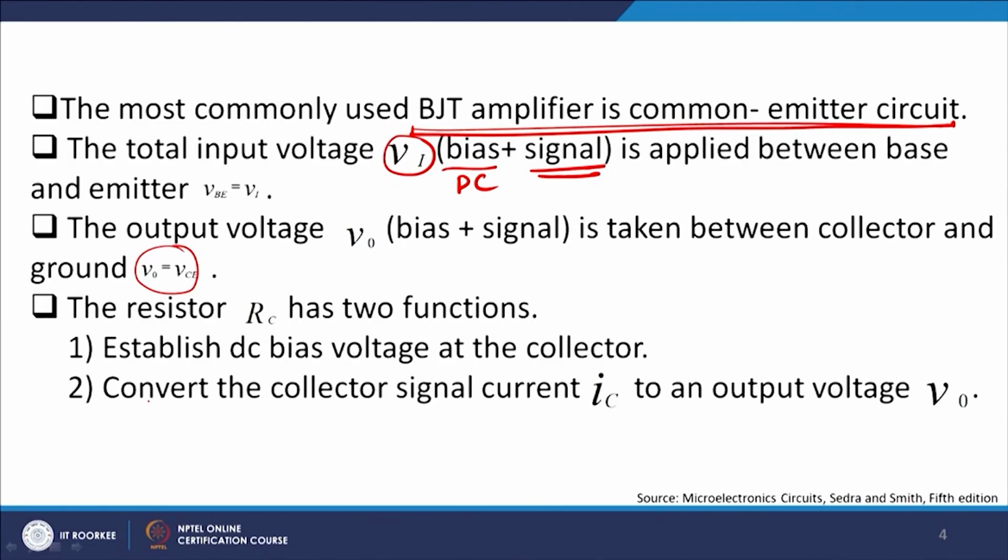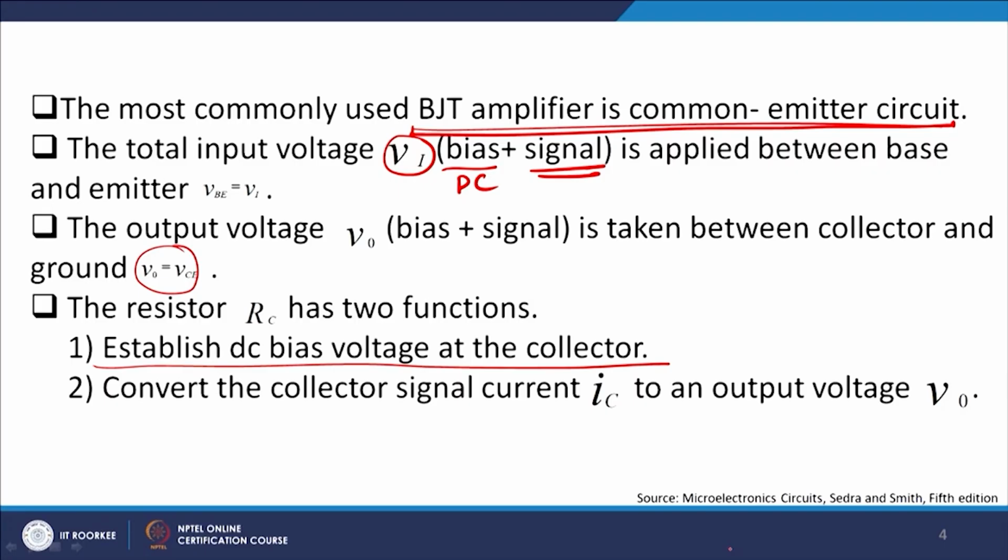The resistor RC has two functions, we have already discussed this point. RC will help you to establish a DC bias. So higher the value of RC, the slope will be lower, but with a negative sign, right, and lower the value of RC, higher will be the slope with the negative sign. The slope is from this side, it is not like this, it is like this. So you will always understand that the slope is negative in a sense.